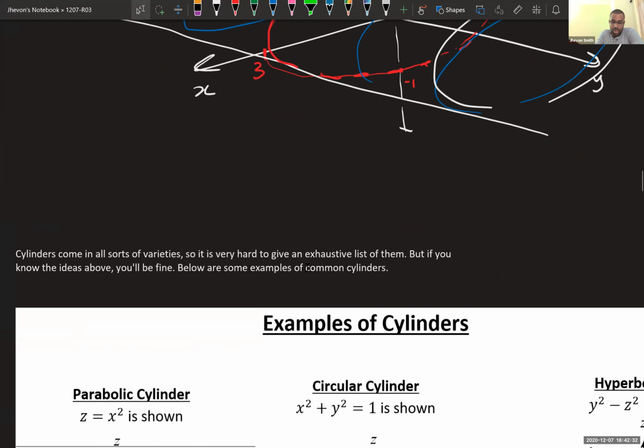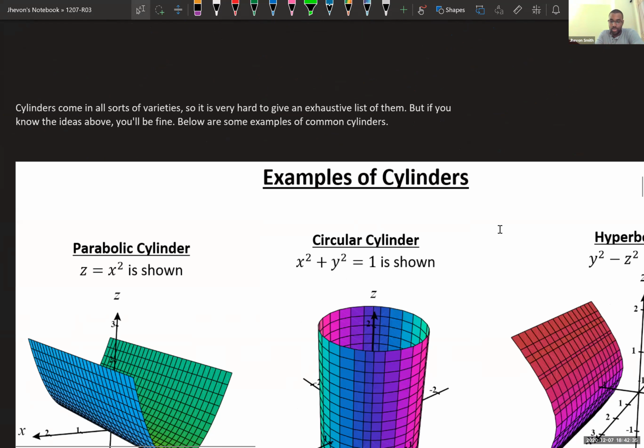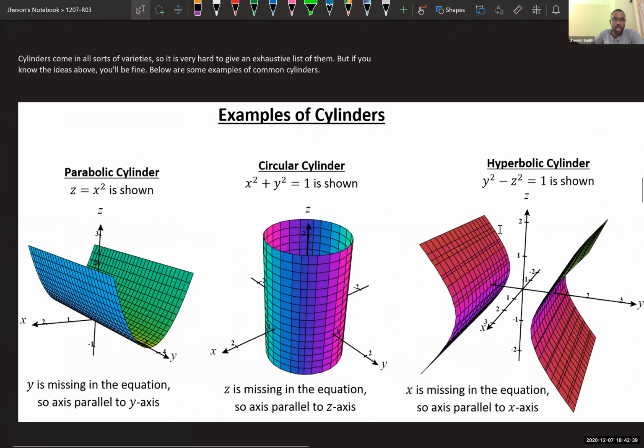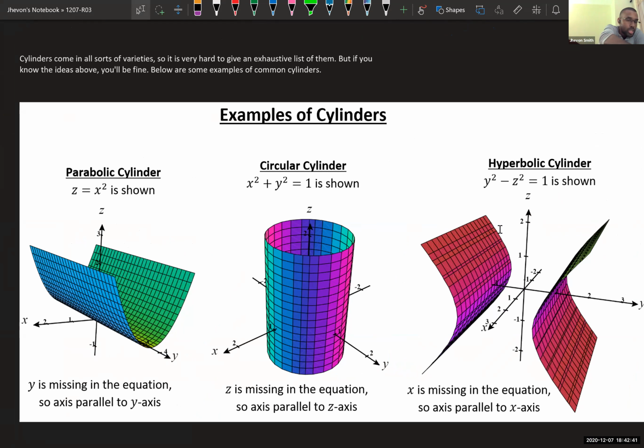So there's an infinite variety of cylinders, so I can't really tell you about all of them, but here are some common ones. The parabolic cylinder. Notice here that the generating curve is a parabola, and here it's running along the y-axis because this is the curve z equals x squared. The y is missing, so it's going to be a parabola running along the y-axis.